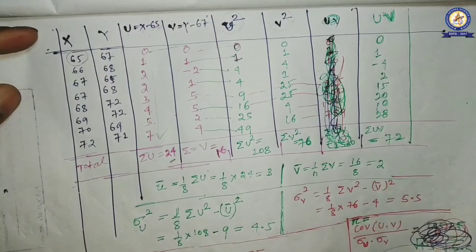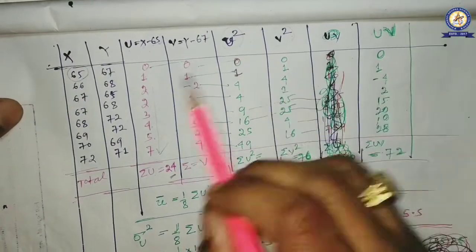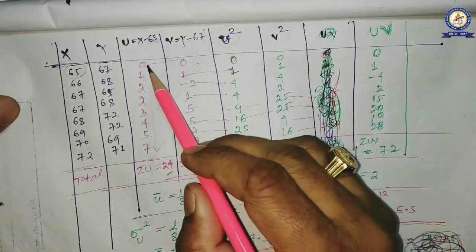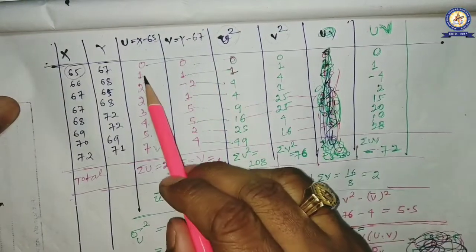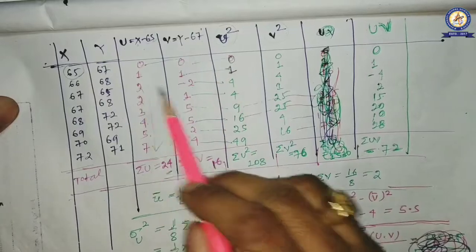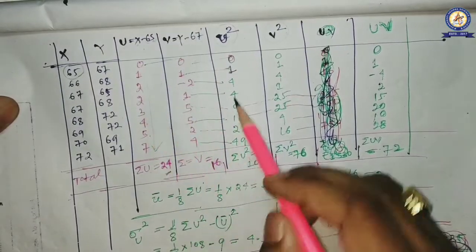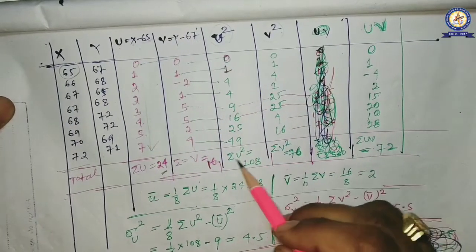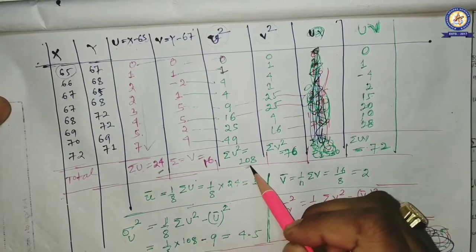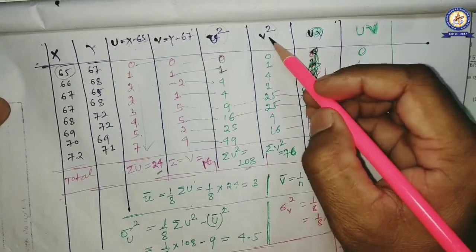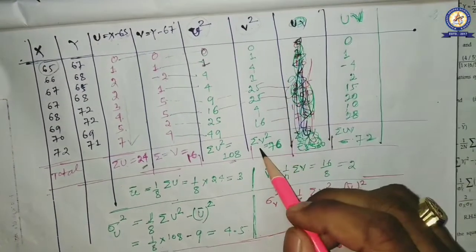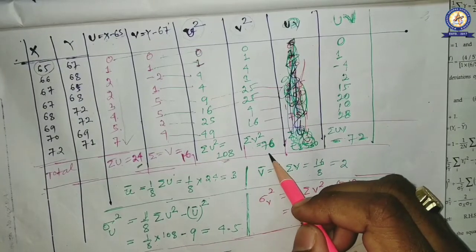Then we are going to go for u square. These are the u values and corresponding u square values. So 0 square is 0, 1 square is 1, 2 square is 4, 3 square is 9, like that. And sum of u square equals 108. Likewise v square we have to consider, and sum of v square equals 76.